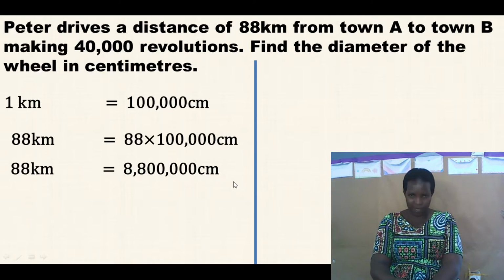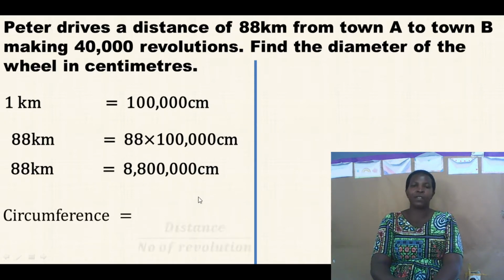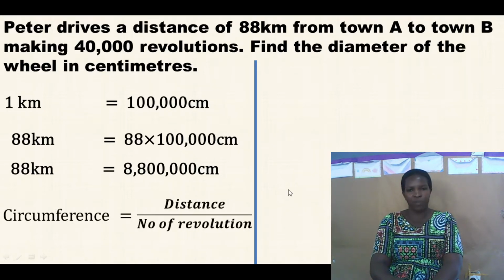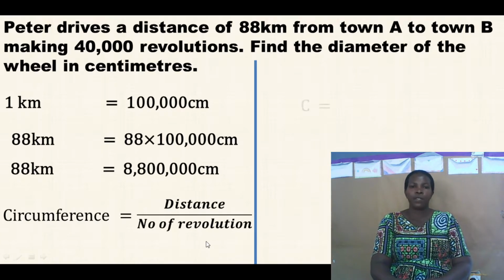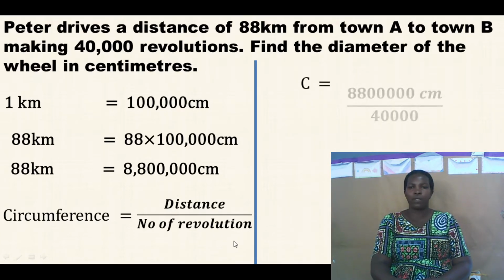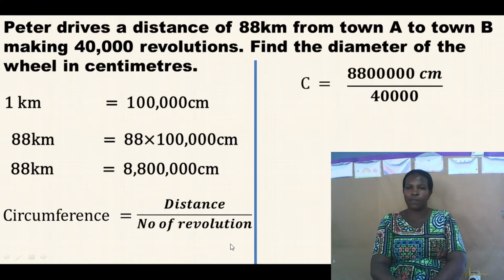Finally giving us our distance as 8,800,000 centimeters. Now, having got the distance, remember, circumference can also be found as distance out of number of revolutions, which is very interesting. If you cannot use the proportions, you can use this formula. It reminds you a lot about what the teacher taught in the previous lesson. Our next step is to carry out substitution. Our circumference will equal the distance, 8,800,000 centimeters out of 40,000.